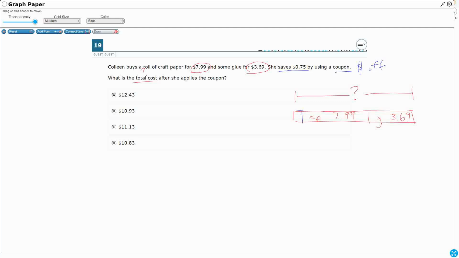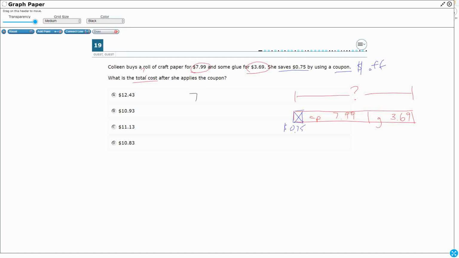So I'm going to draw that in blue here. I'm going to kind of go like this, and I'm going to say that's my 75-cent coupon. So she's not paying the full amount. So how can we solve for this? Well, first let's add up our craft paper and our glue. Let's see what that's going to get us.